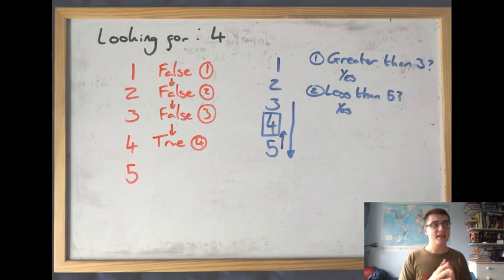So in this case, it's gone, is it greater than 3? Yes. Is it less than 5? Yes. And then it's found number 4, right between 3 and 5. This isn't a particularly good demonstration of it, but again, imagine you have millions of pieces of data that you're searching through. This is still faster than going through each individual thing.